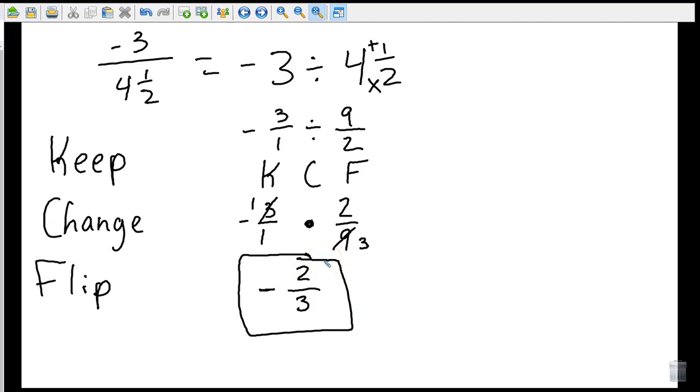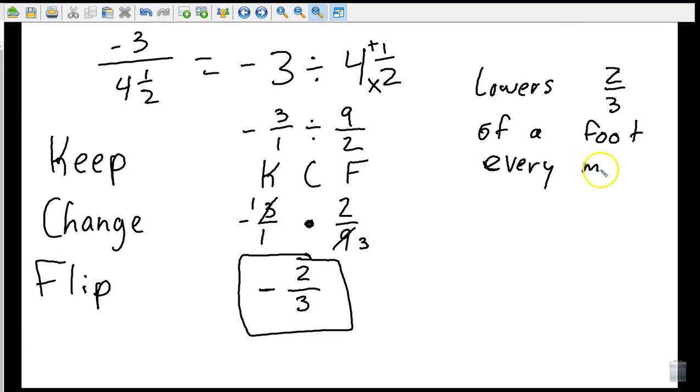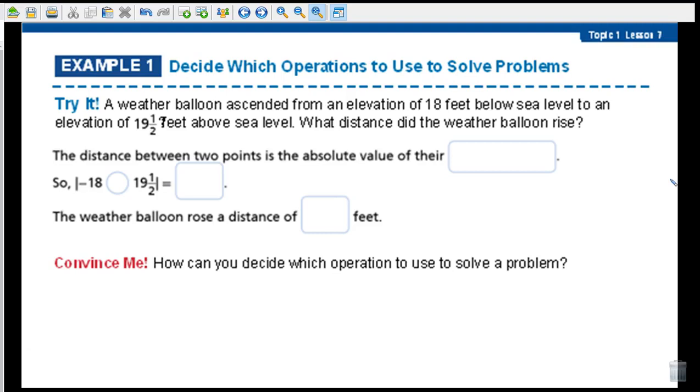So the boat lowers 2/3 of a foot every minute. Bada bing, bada boom. So let's move on. We'll get back to the try it later.